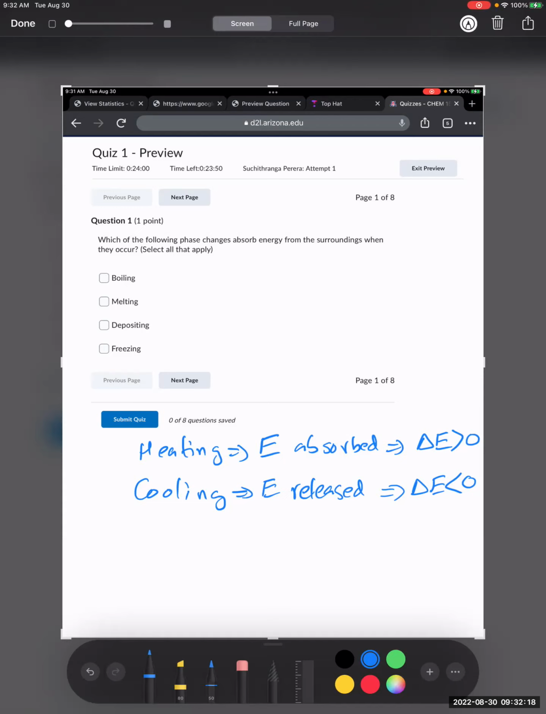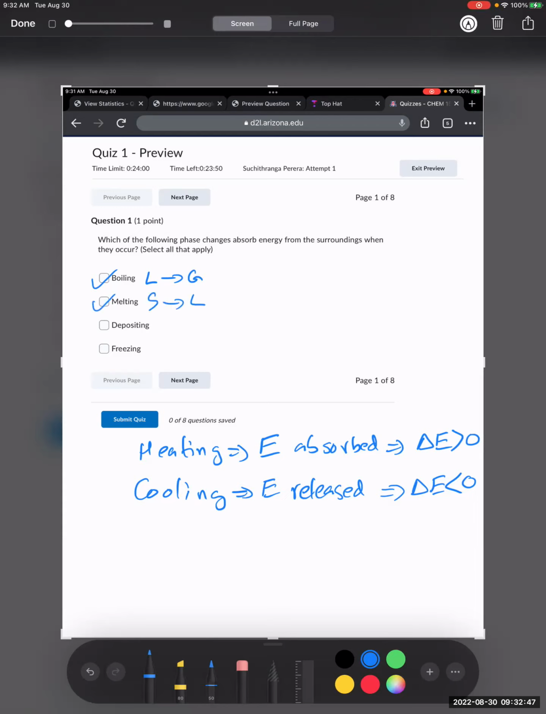That means something like heating. If you think about boiling, boiling means we are going from liquid to gas phase. For the liquid to become gas, energy needs to be absorbed by the system. Therefore, this should be one of the answers. And melting is the same case, that means solid becoming liquid. Again, energy needs to be absorbed.